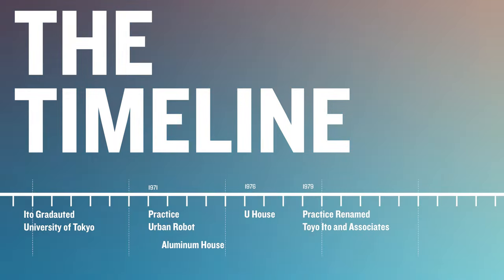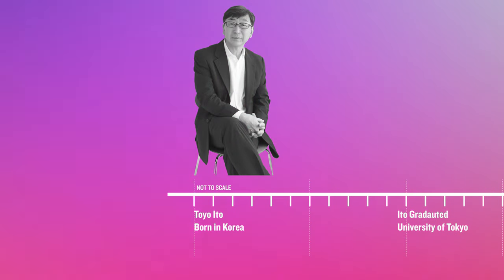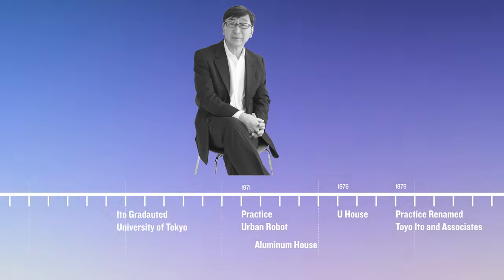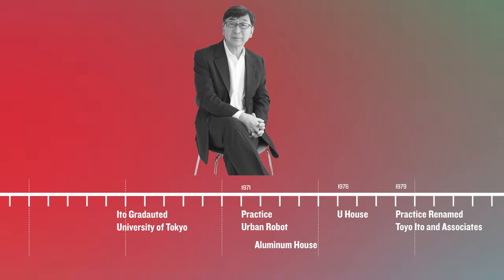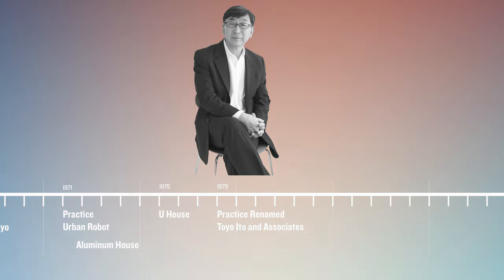The U-House was designed by the architect Toyo Ito in 1976 and was located in Tokyo, Japan. Ito was born in Korea to Japanese parents and studied architecture at the University of Tokyo during the 1960s. He started his own firm in 1971 called Urban Robot, which I would love to hear a little bit more about why he did that, but then he changed it to a name that was a little bit more professional sounding, Toyo Ito and Associates, during the late 1970s.